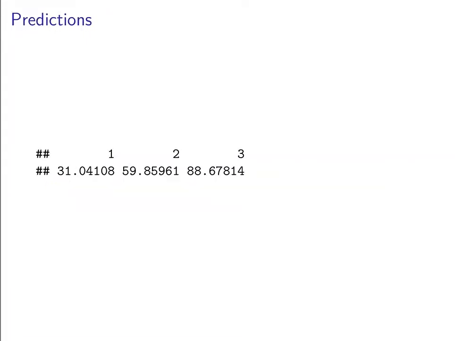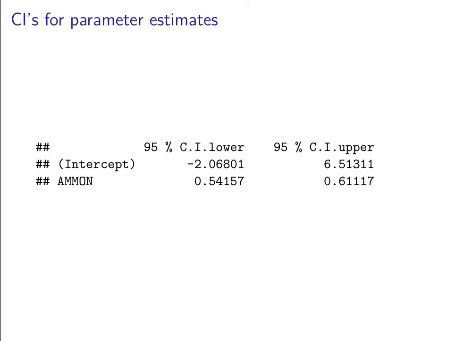And then these are our predictions, and basically I use predictions of 50, 100, 150. So it looks like as the amount of ammonium added increases, the amount of nitrogen removed increases based on those predictions. And this is the 95% confidence interval.